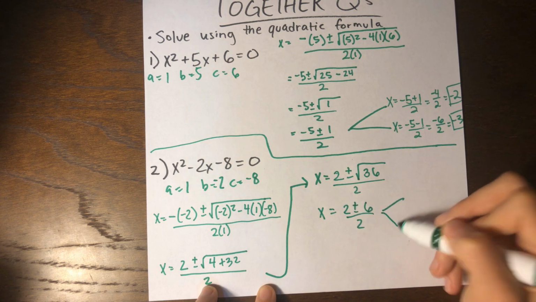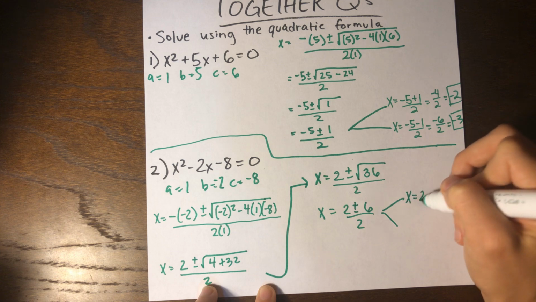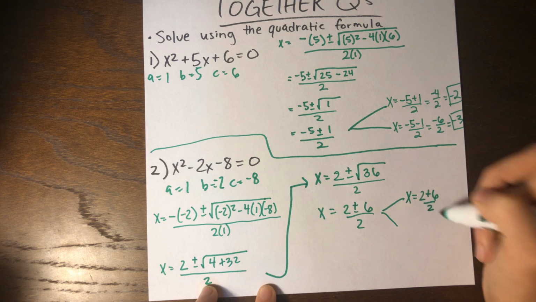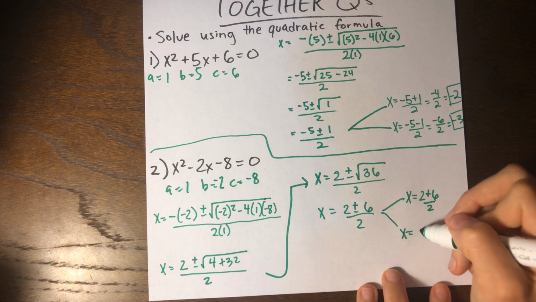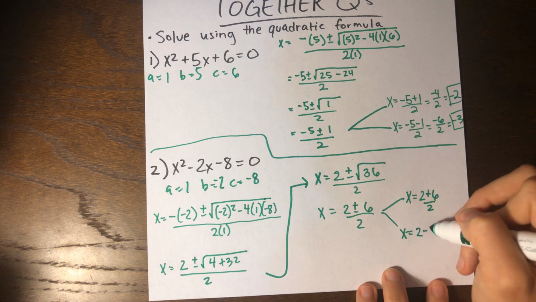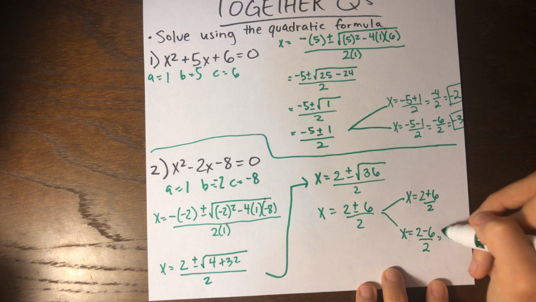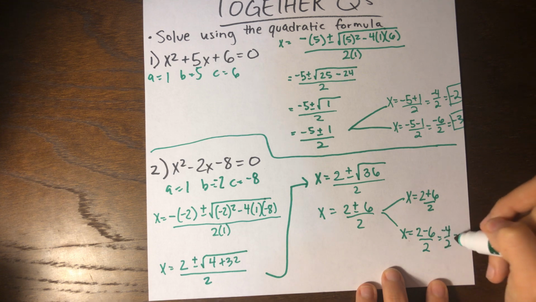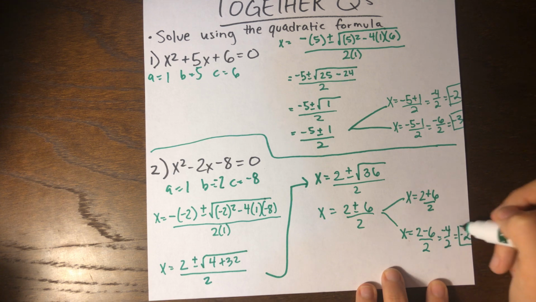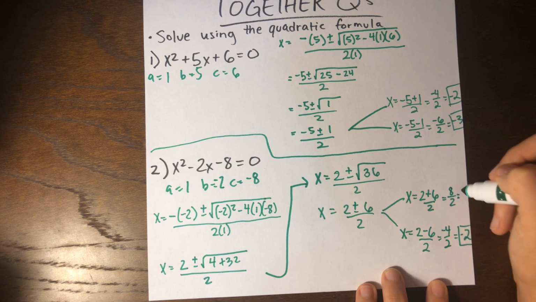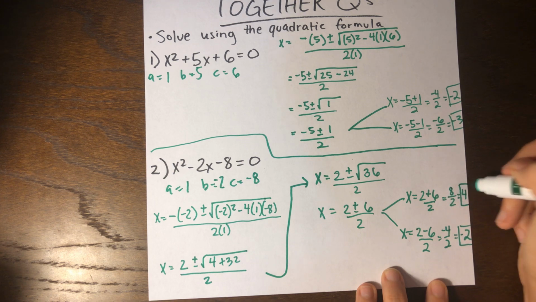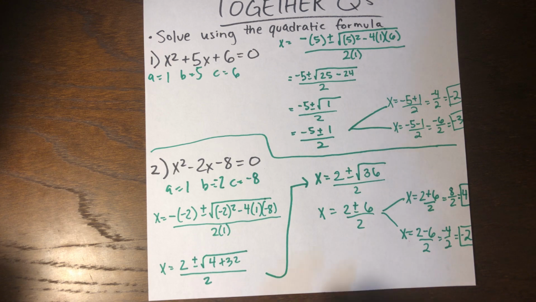Okay, now we split it into 2. x is equal to 2 plus 6 over 2, and x is equal to 2 minus 6 over 2. So we have negative 4 divided by 2, negative 2, and then 2 plus 6 is 8 over 2, which is 4. So we have 4 and negative 2 as our answer. Okay, let's go on to the next ones.